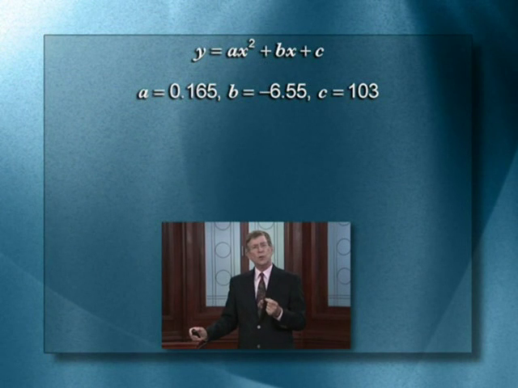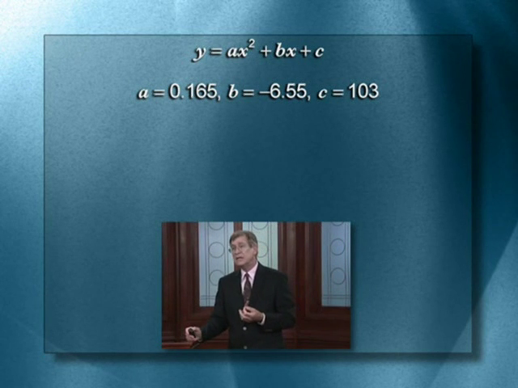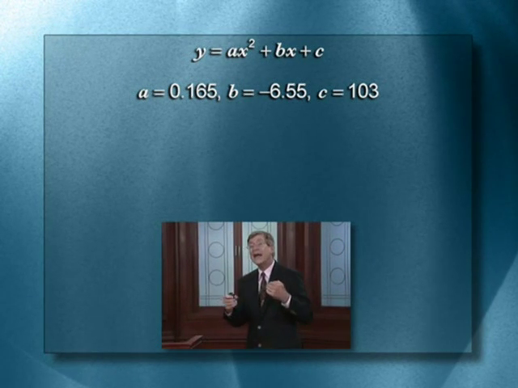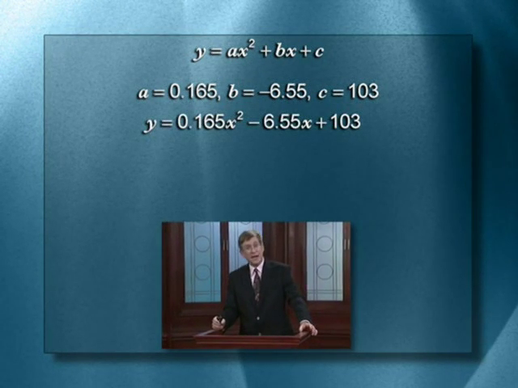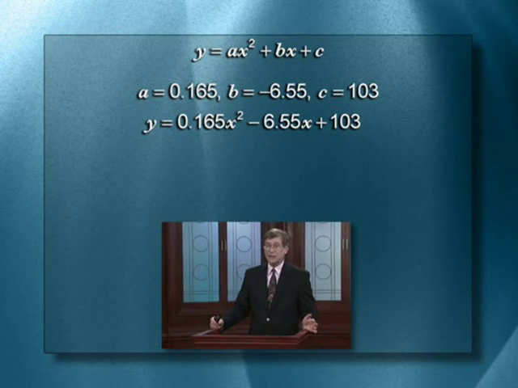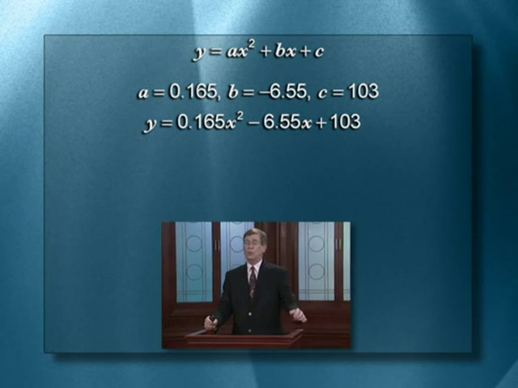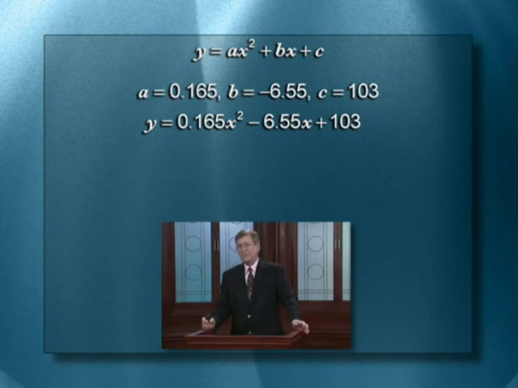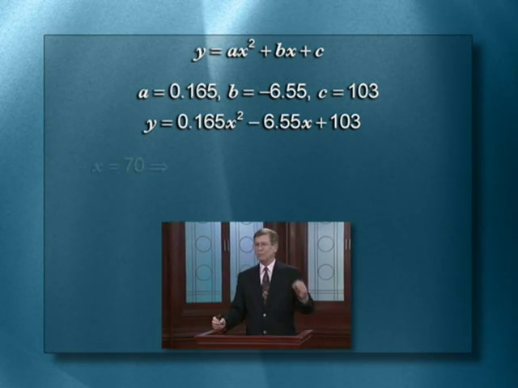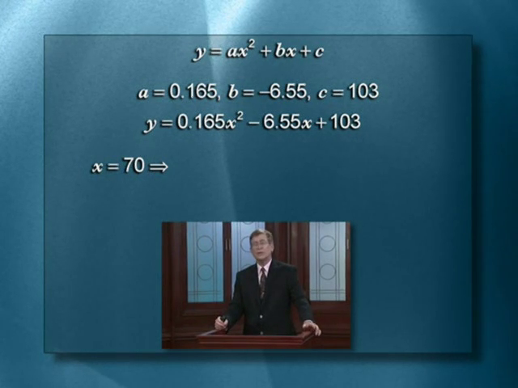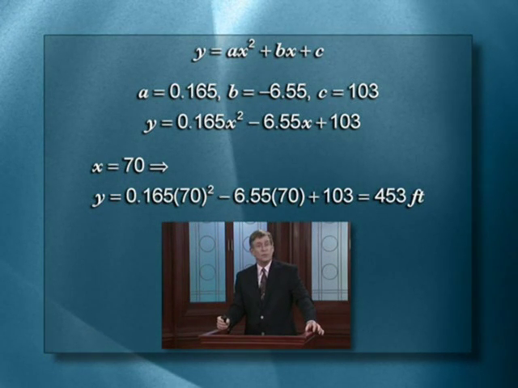A is 0.165, B is minus 6.55, and C is 103. So we have our parabola that fits the data. It's 0.165x squared minus 6.55x plus 103. That parabola satisfies the 3 data points that we were given. All right, what can you do with this? Well, if you want to know what happens when we're going 70 miles an hour, plug in x equals 70 into this equation for the parabola, and you get 453 feet.